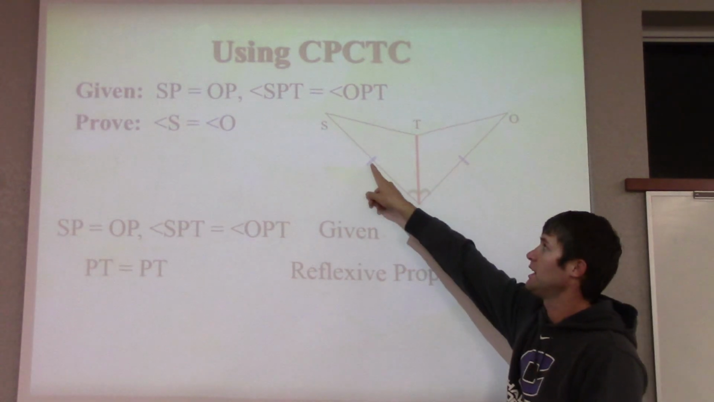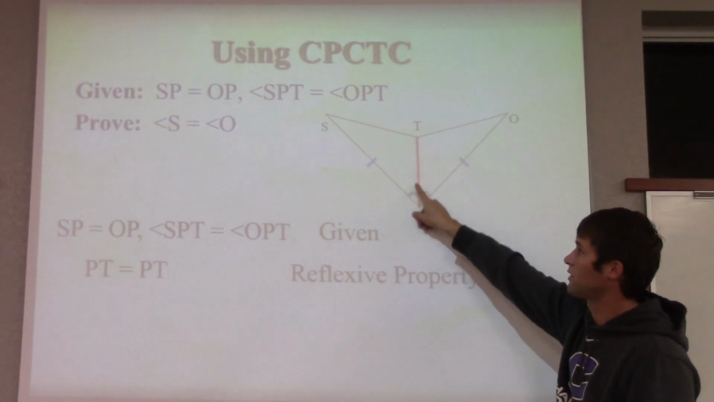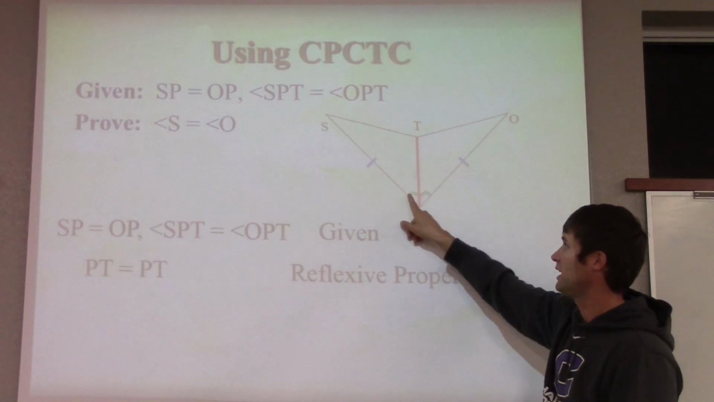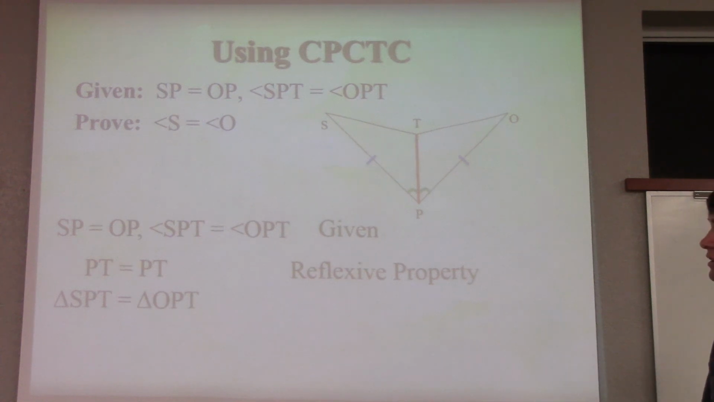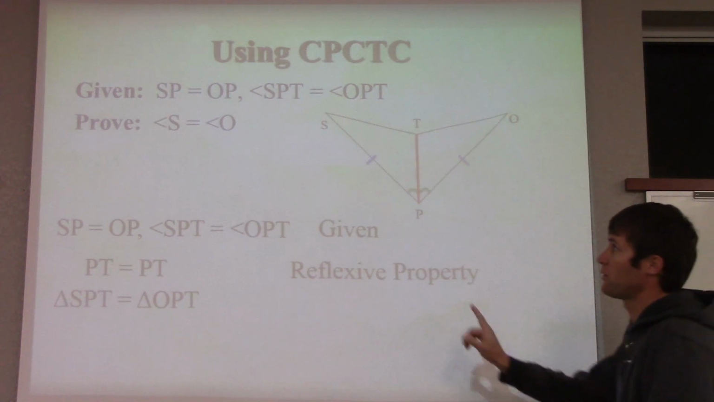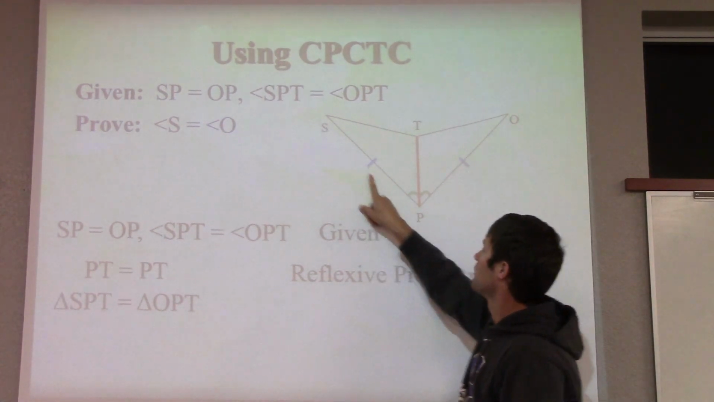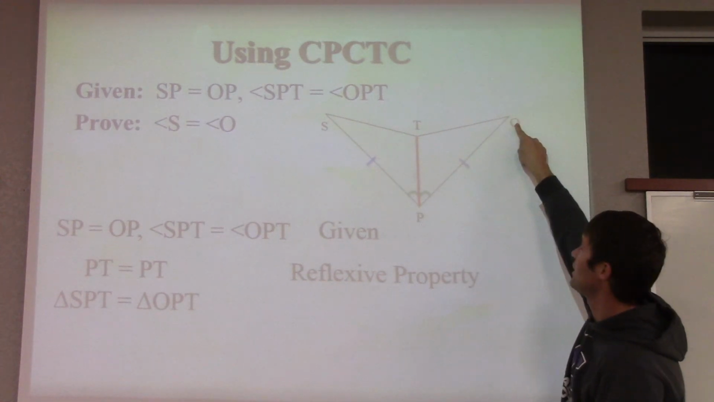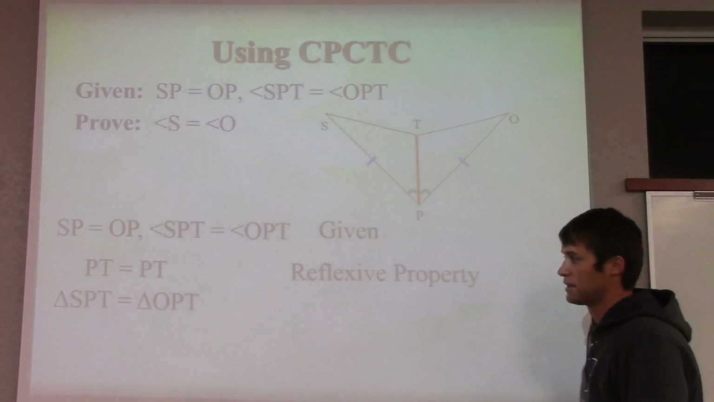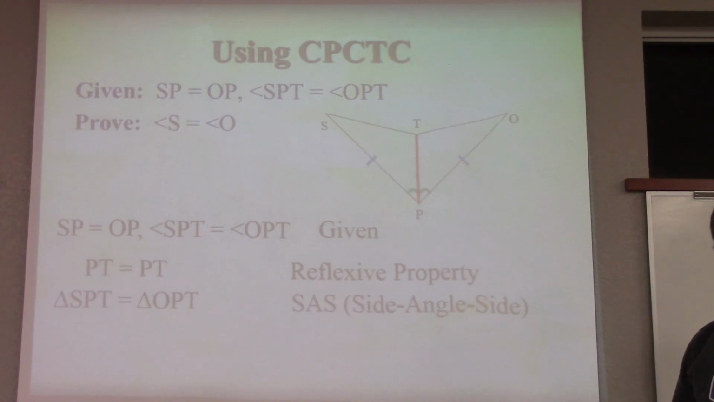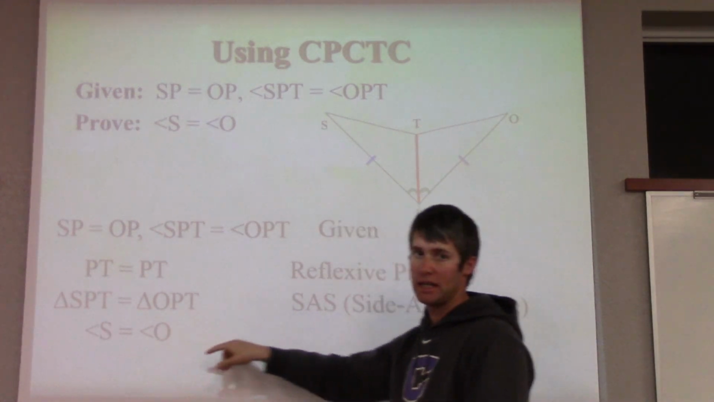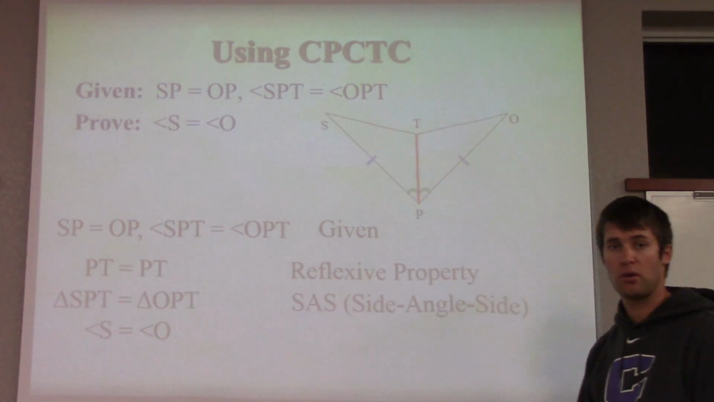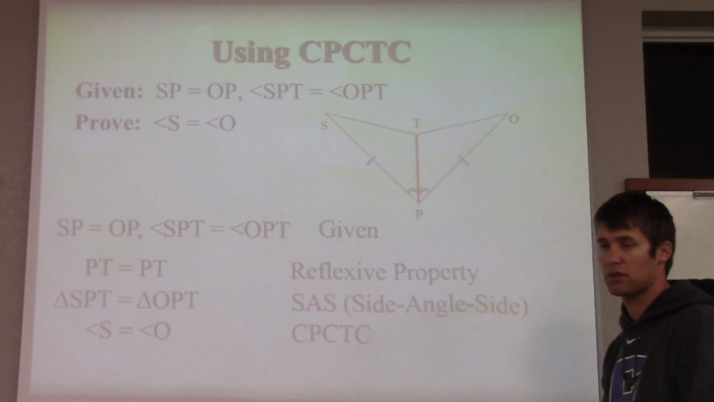So now if I look at it, I have a side, an angle, and a side. Side, angle, side. So we say the triangles are congruent, SPT. Make sure you go in the same order. So you went SPT, so then we'd start out here, OPT, by side, angle, side. Once the whole thing's congruent, then we can prove the parts are congruent by CPCTC: corresponding parts of congruent triangles are congruent.